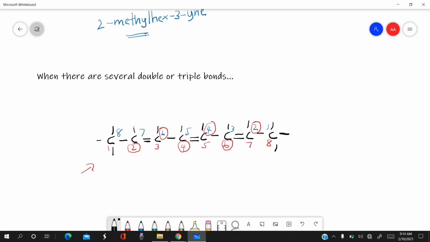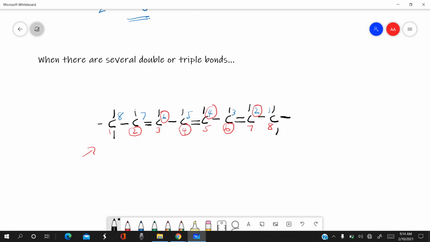So now what we got to do is there are 8 carbons in the main chain. So it's oct, and double bonds are present in the second carbon, fourth carbon and the sixth carbon. So 2, 4, 6. Since the double bond is present at 3 places, it's an alkene, so triene.